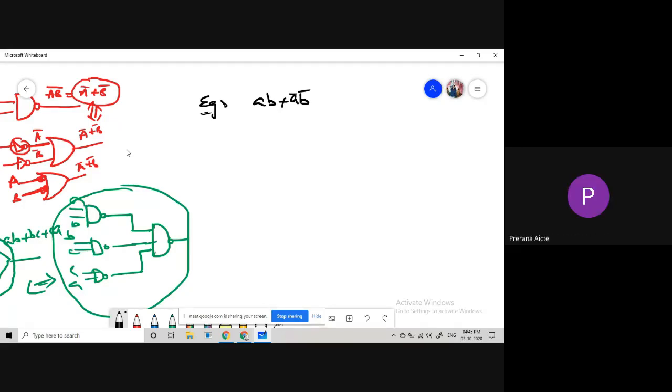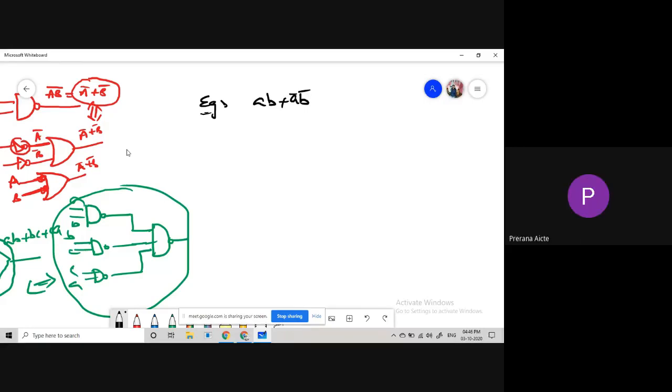First thing, it is in the form of SOP or POS? SOP, sir. For SOP, how many AND gates are required for this one? 2 AND gates, like AB, which is one product, and A bar B bar, which is another product. So we are getting 2 AND gates, right? And how many OR gates are required for this one? 1 gate. So totally, how many gates are required? 2 AND gates and 1 OR gate.